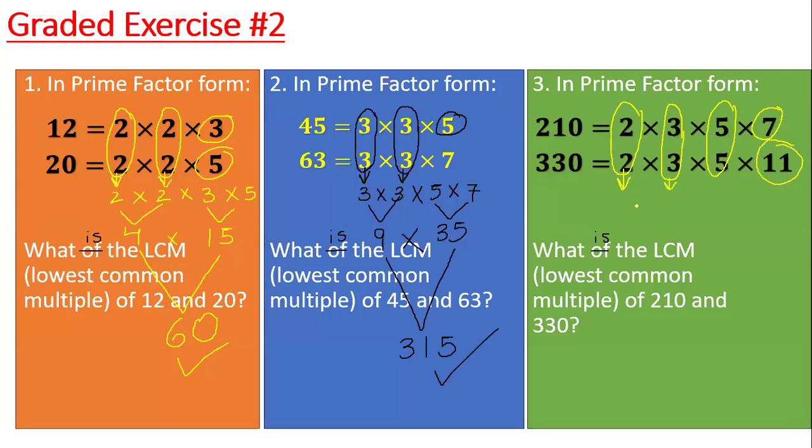So the LCM would be equal to 2 times 3 times 5 times 7 times 11. So 2 times 3 times 5 times 7 times 11. Very good.